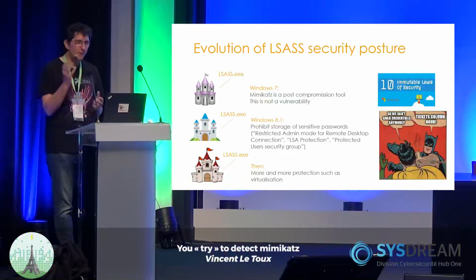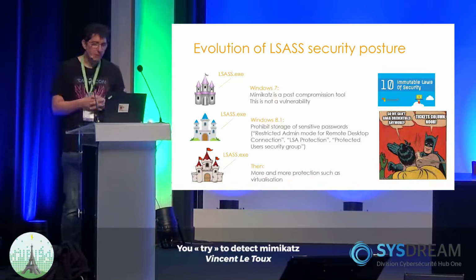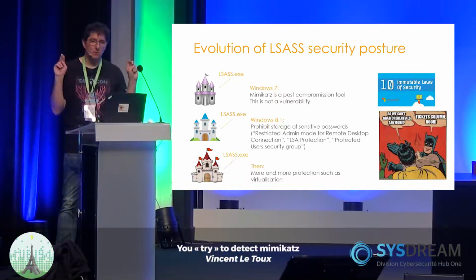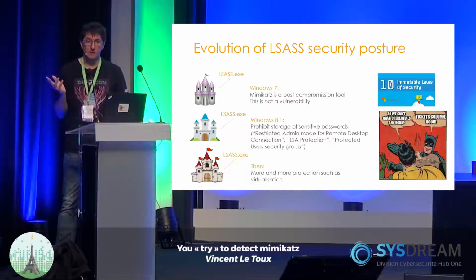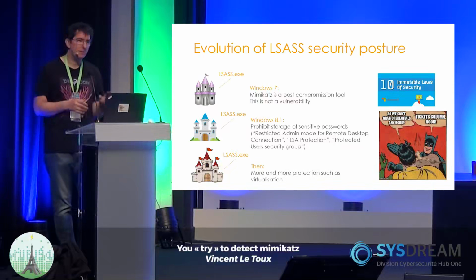So Benjamin loved to play with Microsoft. And when he was releasing these tools in Windows 7, the Microsoft reaction was that mimikatz is a post-exploitation tool, and this is not a vulnerability. Indeed, Microsoft was referring to the 10 immutable laws of security, which explains that if you give admin rights to your computer to someone else, you're not the admin anymore. So in Windows 8.1, okay, mimikatz is bad, we can find passwords very easily, we have to fix it.